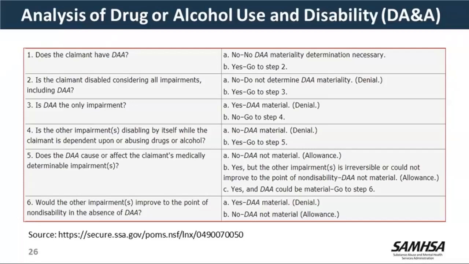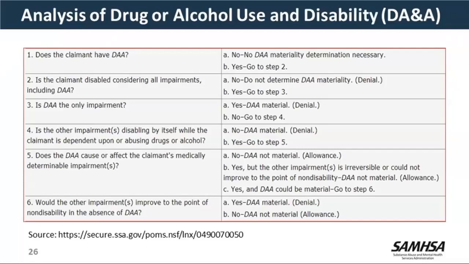Step 2 asks, is the claimant disabled? So if the answer is yes, that they're disabled, the application will go on to the next step. If even without the substance use or with the substance use, the applicant still is able to earn substantial gainful activity, they wouldn't be considered disabled and they wouldn't need to be evaluated under this sequential evaluation. Their case would just be denied.